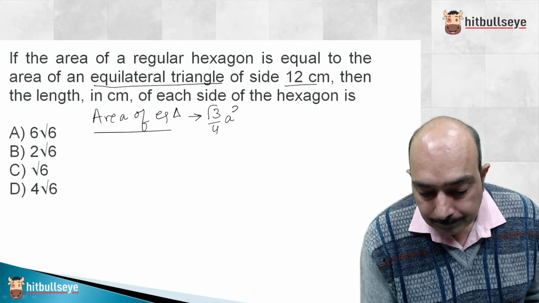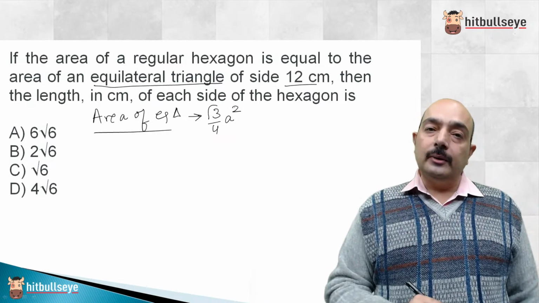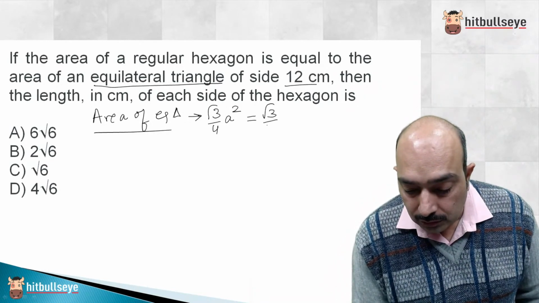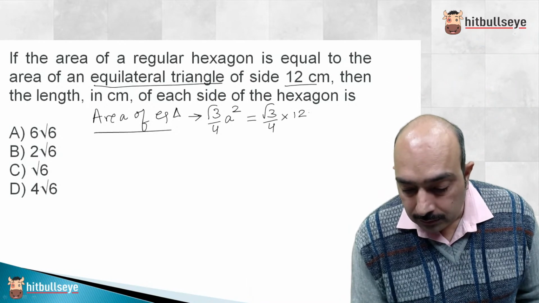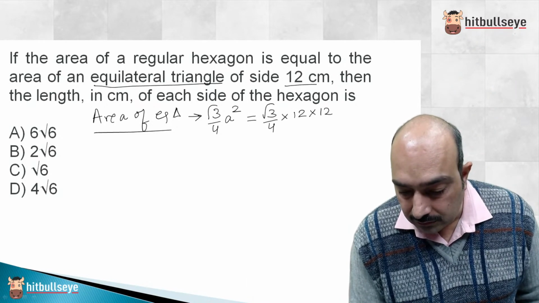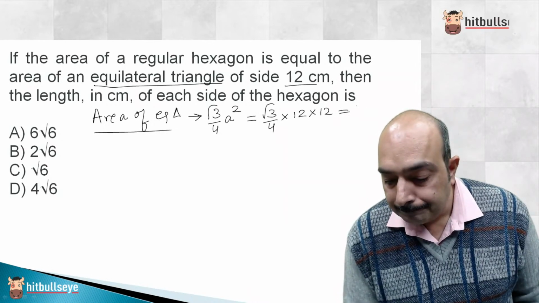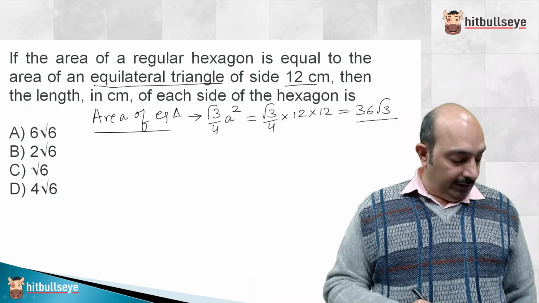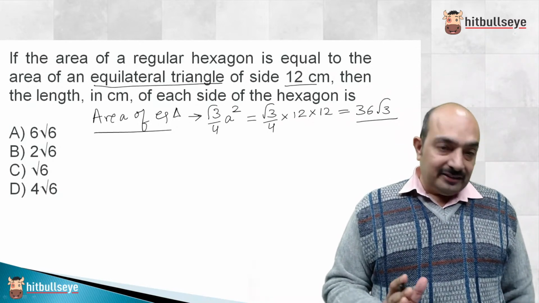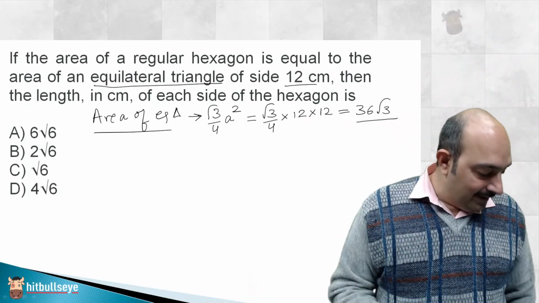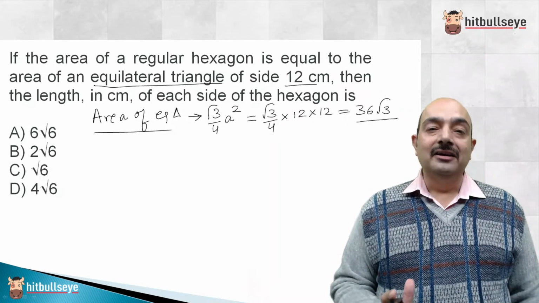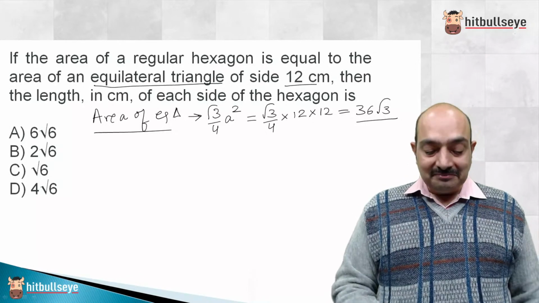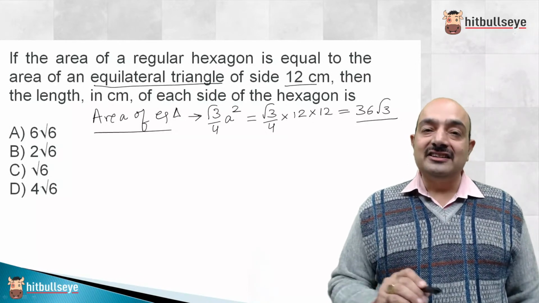formula we know, or we should learn it. Yes, root 3 by 4 a square, where a is the side. Please put the value. So root 3 by 4 into 12 into 12. How much is that? This becomes 36 root 3. Everyone, so I have obtained 3 answers till now. That's very interesting. And all 3 answers are different. So really good. Let us solve now. So area of equilateral triangle is 36 root 3.